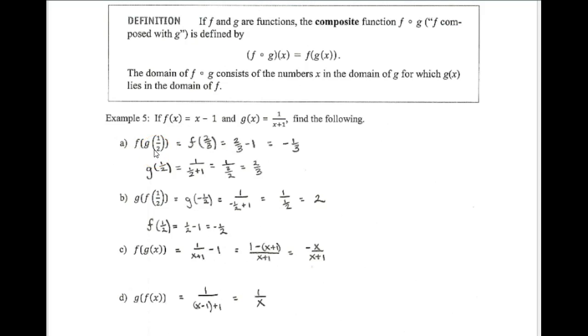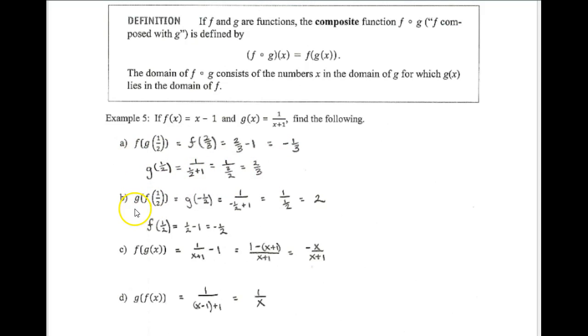In other words, I take 1/2 and I plug it into g of x first. So g of 1/2, I plug that into here, I get 1 over 1/2 plus 1. That is 1 over 3/2. When I divide by a fraction, I invert and multiply, so that's 2/3. 1 over 3/2 is the same as 2/3. So this is the same as f of 2/3. Plugging in 2/3 into x for f of x, I get 2/3 minus 1, which is equal to minus 1/3. Okay, so you can kind of see how that worked.